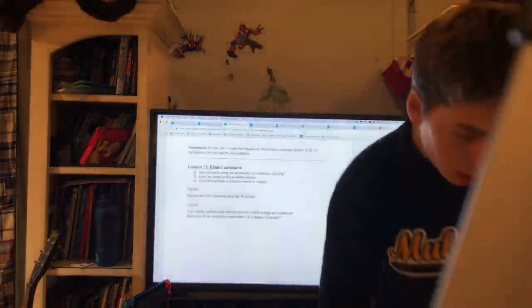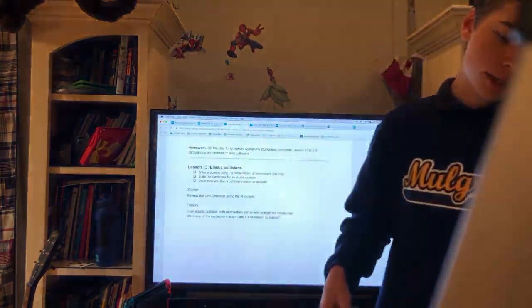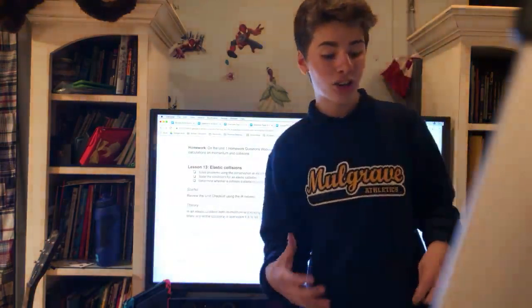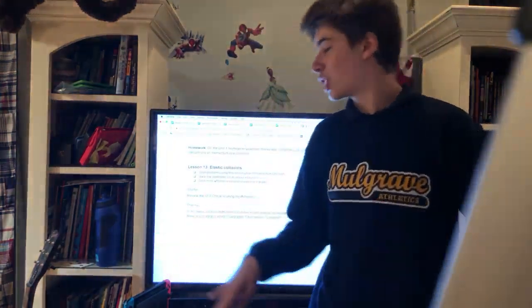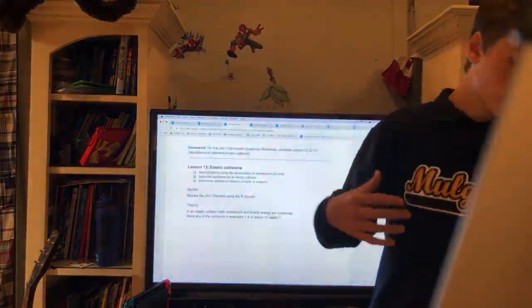So if we keep on going here with all of these elastic collisions, very simple again. Elastic is when there is no friction, nothing, and the kinetic energy is conserved. Inelastic is when it is not conserved. There is basically no such thing as an elastic collision in our world, as there's always air drag and friction.